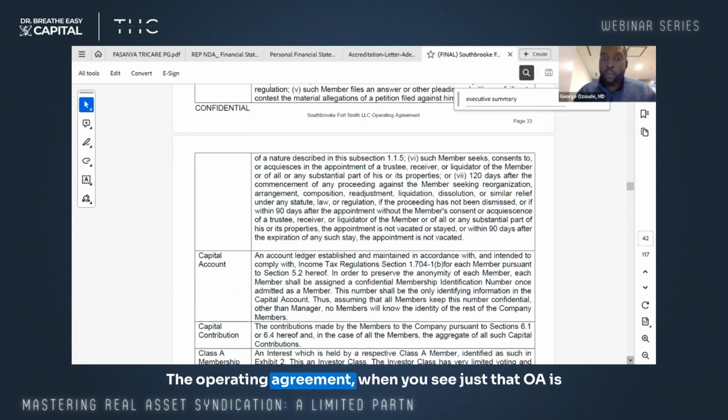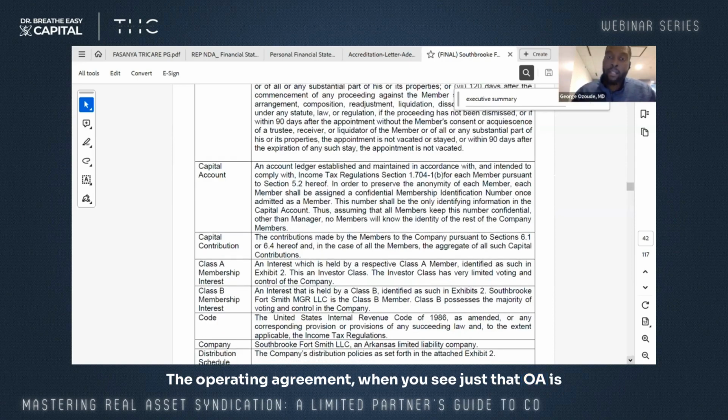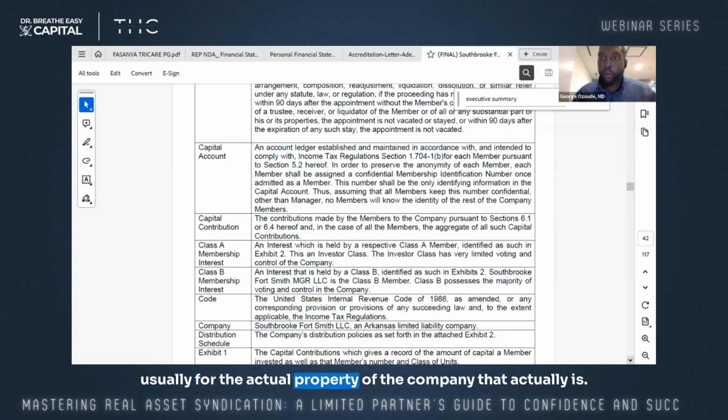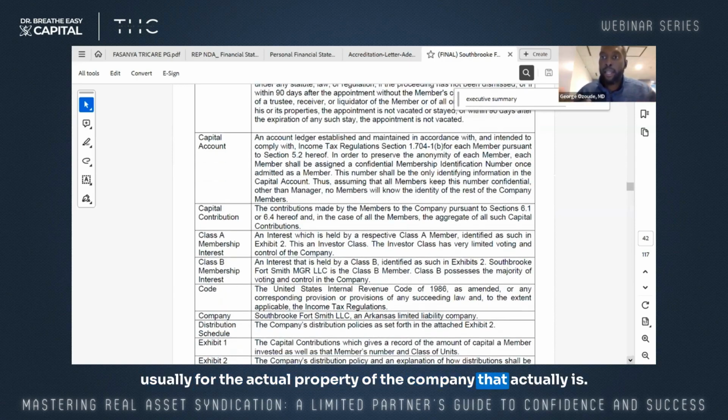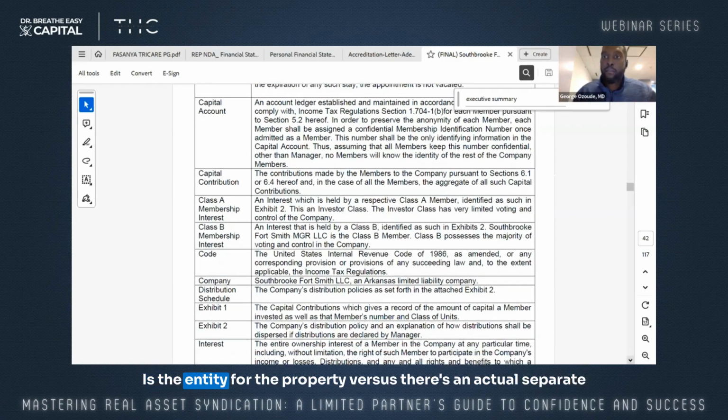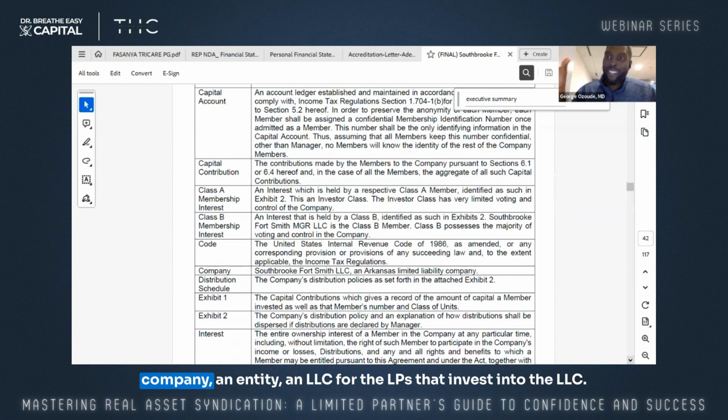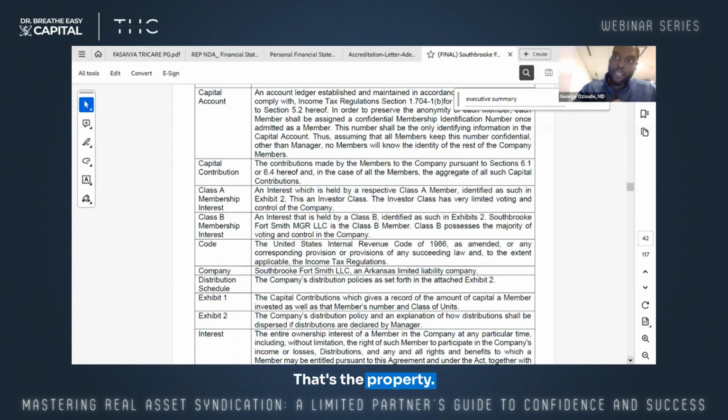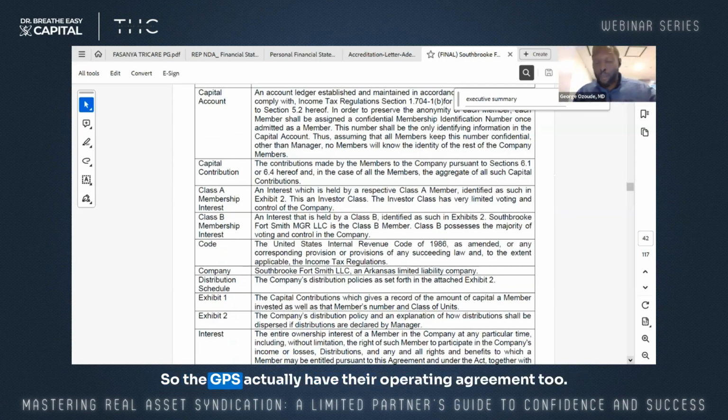The operating agreement, when you see just that OA, is usually for the actual property, the company that is the entity for the property, versus a separate company, an LLC, for the LPs that invest into the LLC that is the property. Same thing with the GPs. The GPs actually have their operating agreement too.